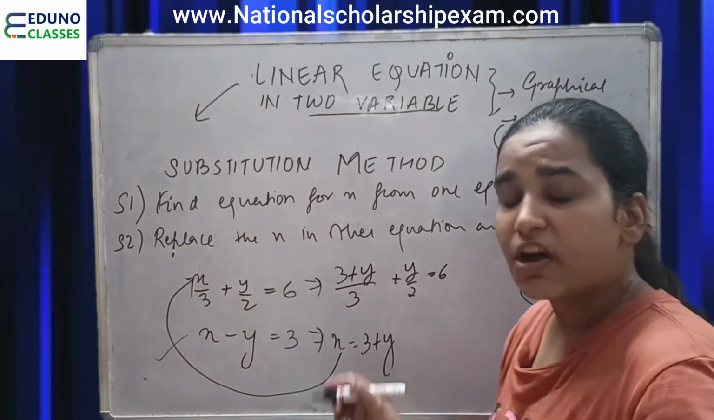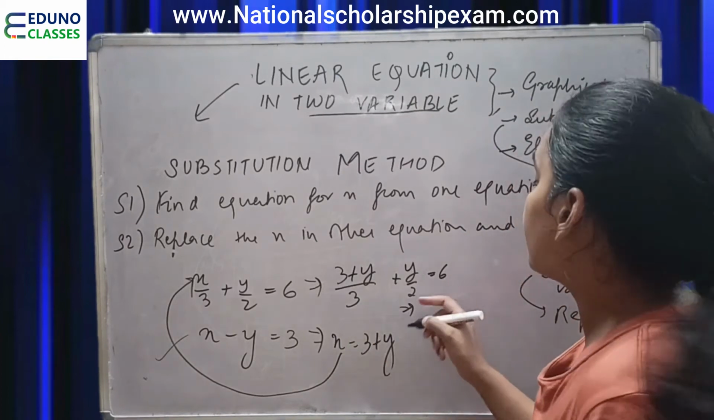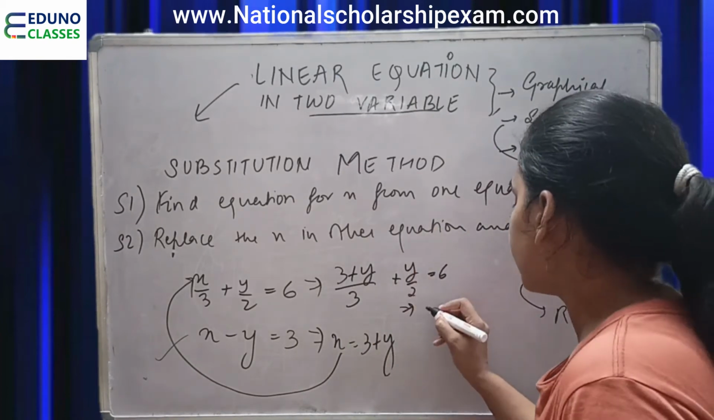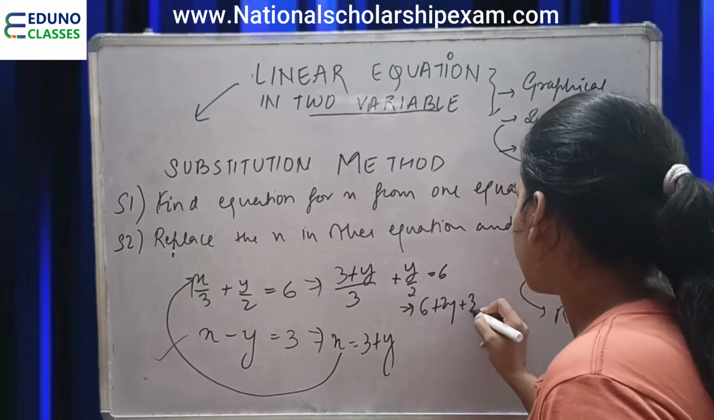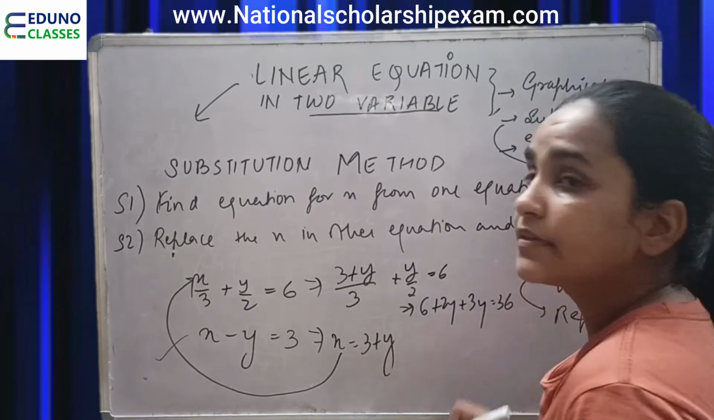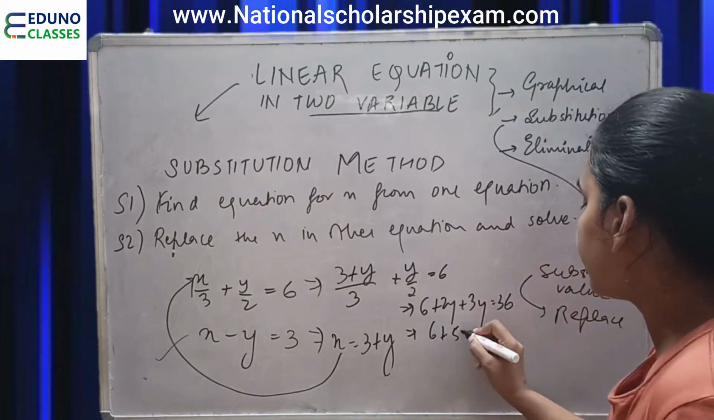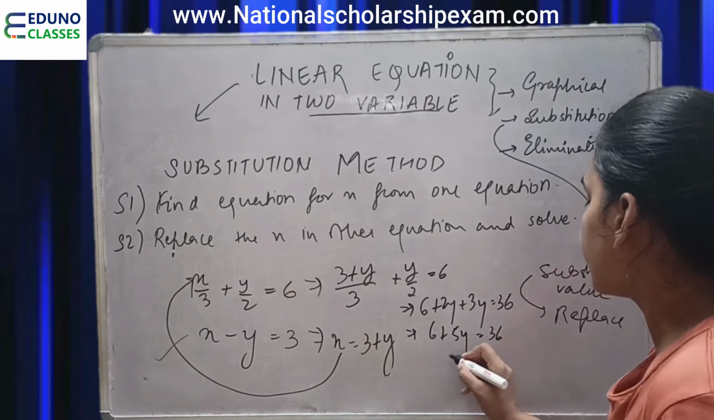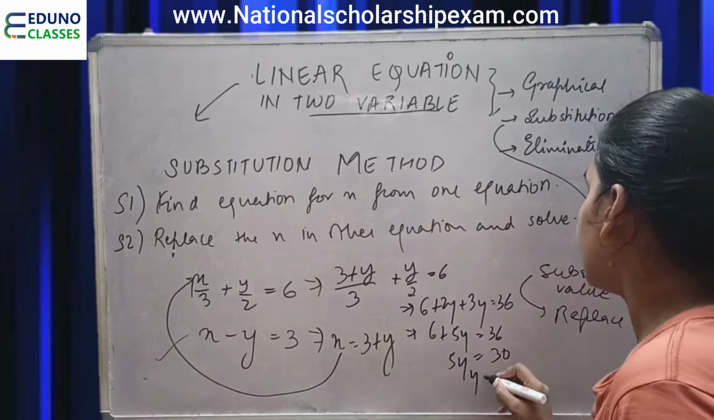How to solve? Solve it like a simple equation. Take LCM. What is the LCM? 6 is the LCM. So 36, x plus 5y is equal to 36. 5y is equal to 36 minus 6, 30. That means y is equal to 5.